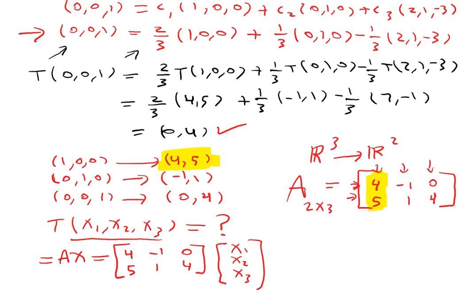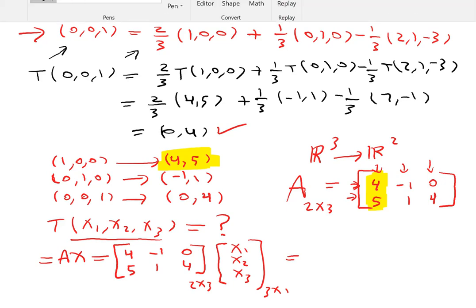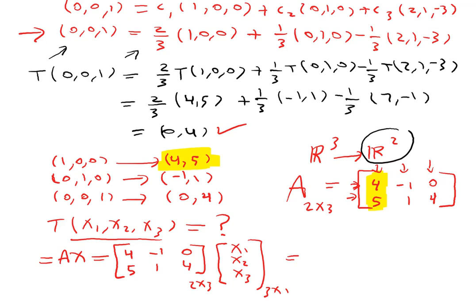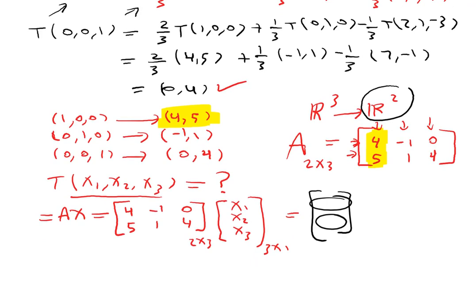Let's double check to see if everything is fine. Yes, we do have a 2 by 3. We have a 3 by 1, so we're going to end up with a 2 by 1. Instead of writing it as a matrix, I want to focus on this. This is my output, R to the second. So I should be in R to the second. You could write it as 2 by 1 as a matrix. That's a 2 by 1. Or you could write it directly as a rule.